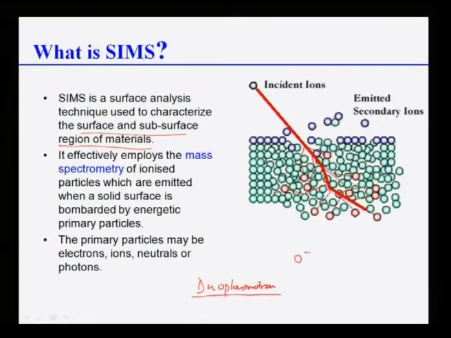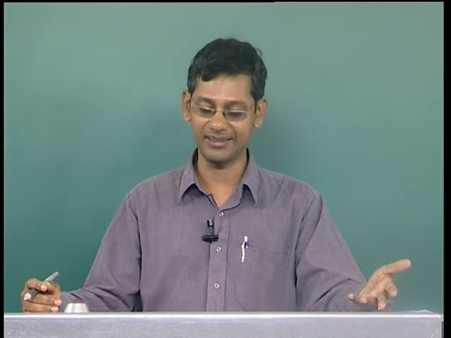Oxygen can come as O minus, O2 plus, or even O2 minus. You may be surprised, what are these? O minus is basically when all the oxygens are stripped. O2 plus is when one oxygen is stripped. O2 minus is when one extra electron is added.